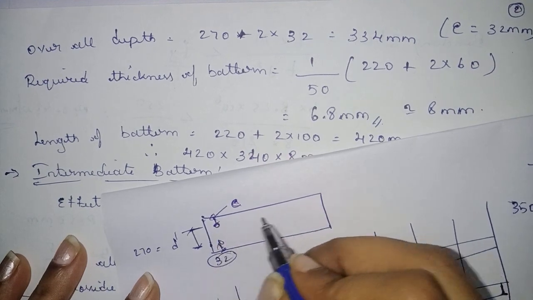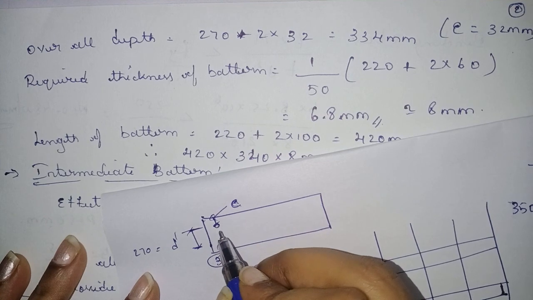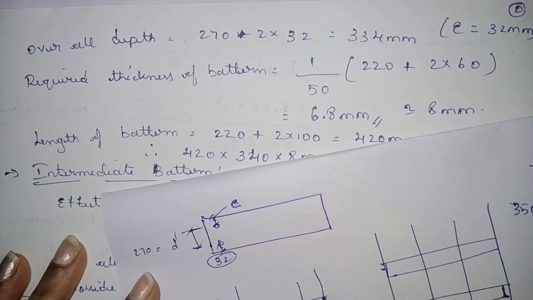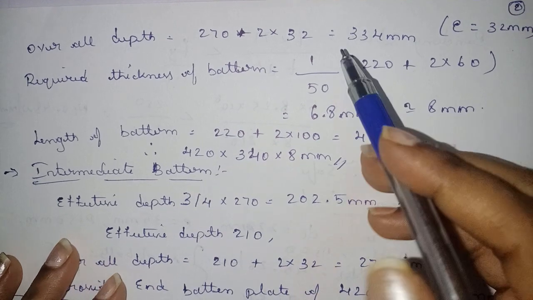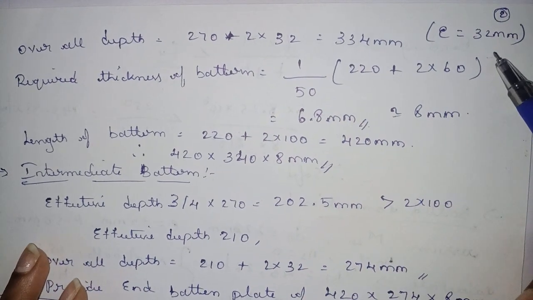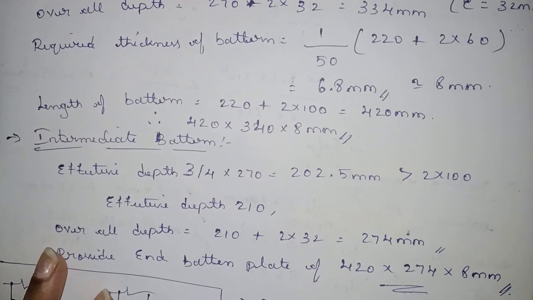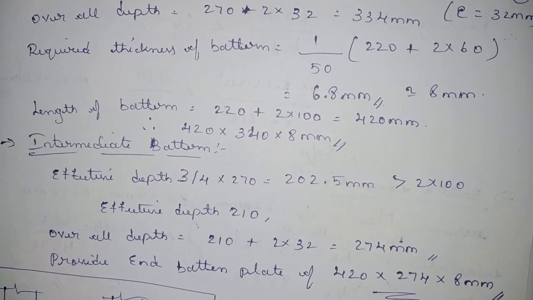Okay, so overall means you need to add up the effective depth plus 2 times the edge distance on either side. So that I have added here. Okay, so that you will get this one. Edge distance I have assumed as 32. You can take it as 30 also, 40 also, 34 also you can take it.